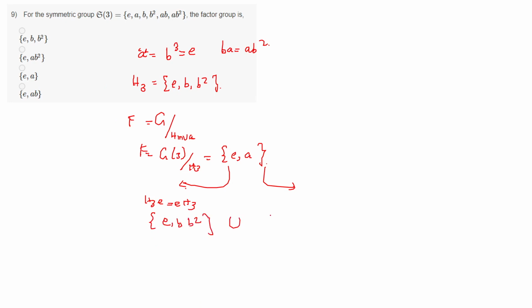If you take the union with the other element, H3A is equal to AH3, we know that because it is invariant. So it will be A, AB, AB square. If you take the union, then what will happen? It is the complete G3. So here E comma A is the factor group. So the answer will be the third one.